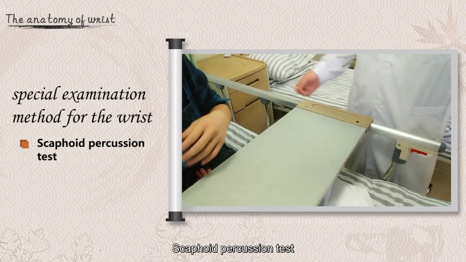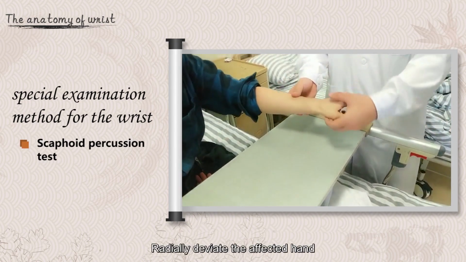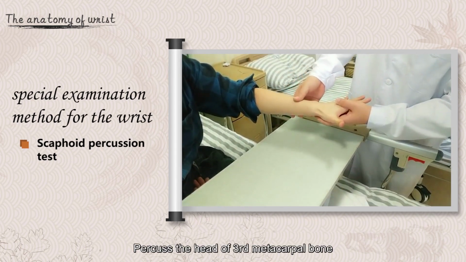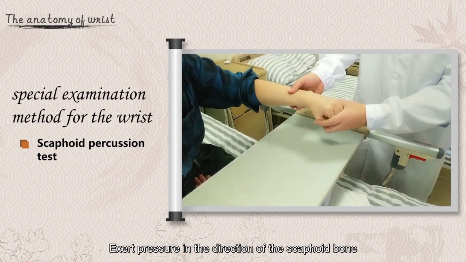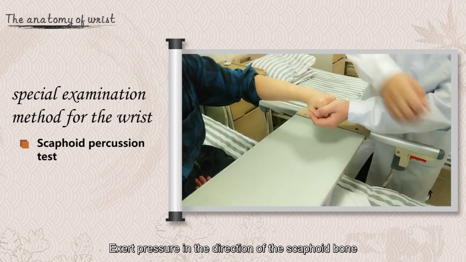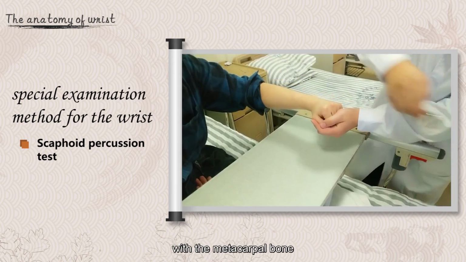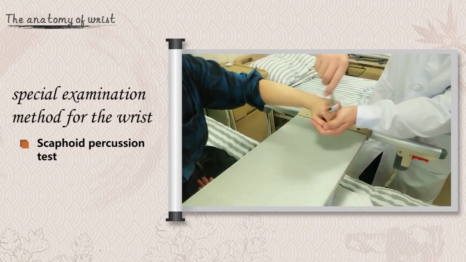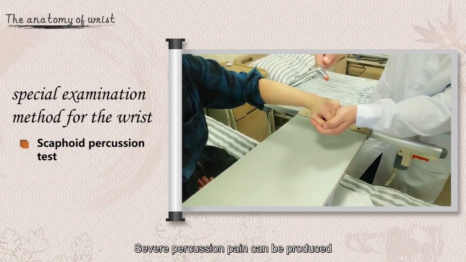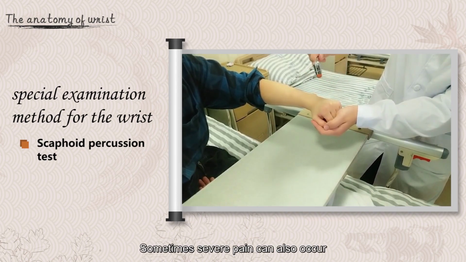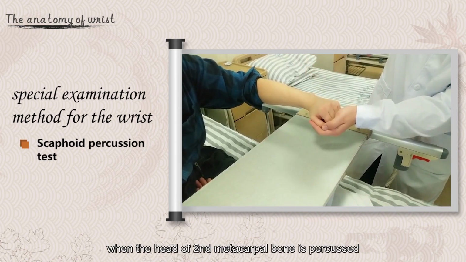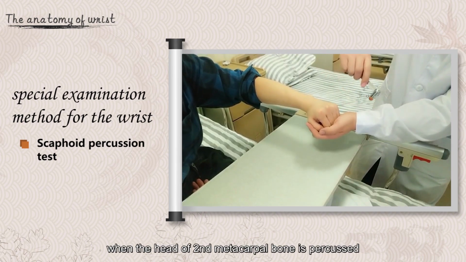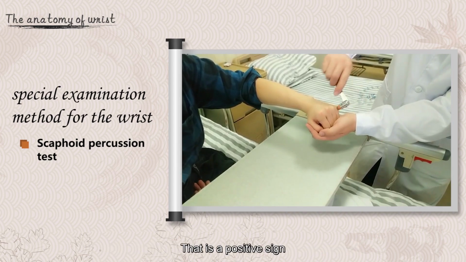Scaphoid percussion test. During operation, radially deviate the affected hand. Percuss the head of the third metacarpal bone. Exert pressure in the direction of the scaphoid bone with the metacarpal bone. If the scaphoid bone is fractured, severe percussion pain can be produced. Sometimes severe pain can also occur when the head of the second metacarpal bone is percussed. That is a positive sign.